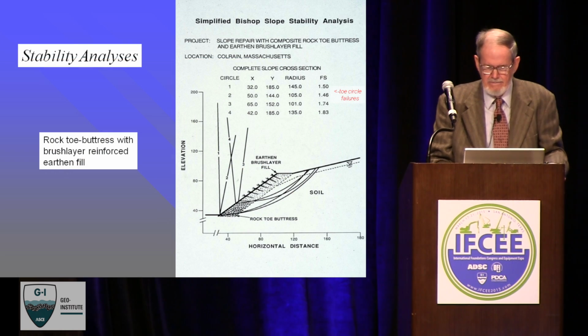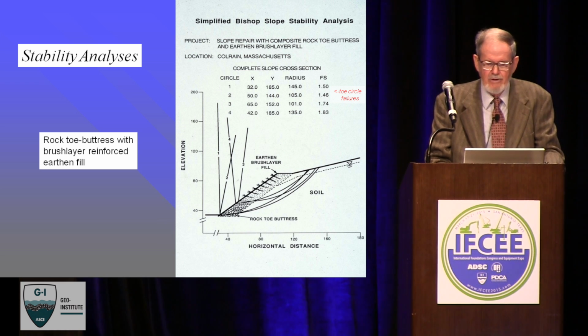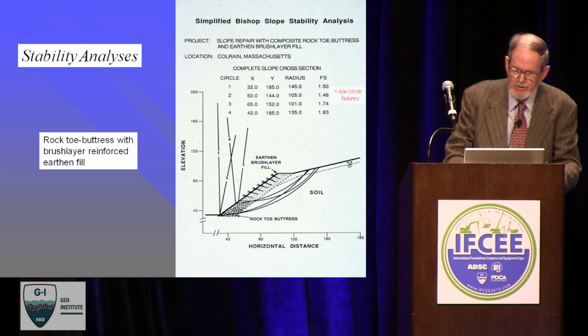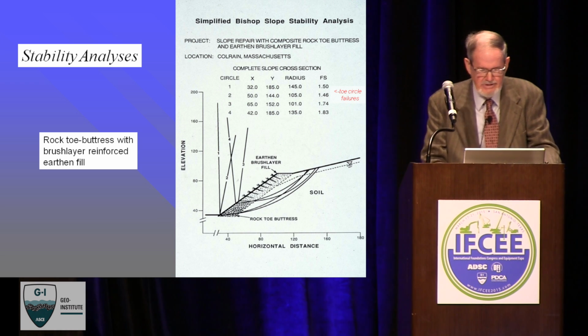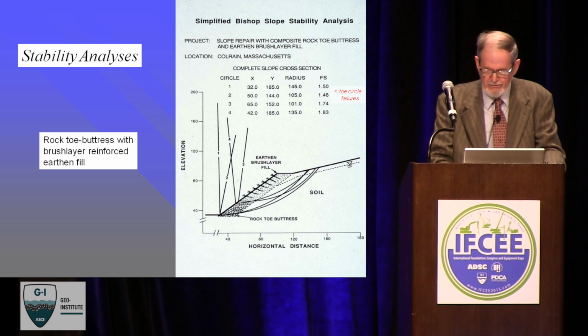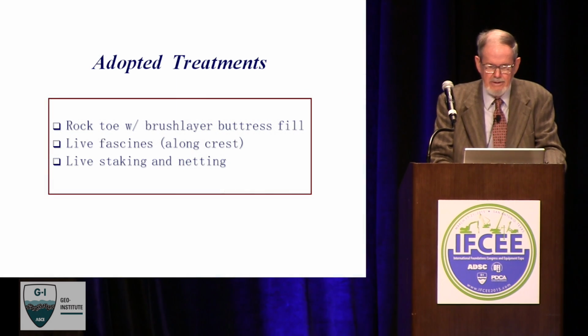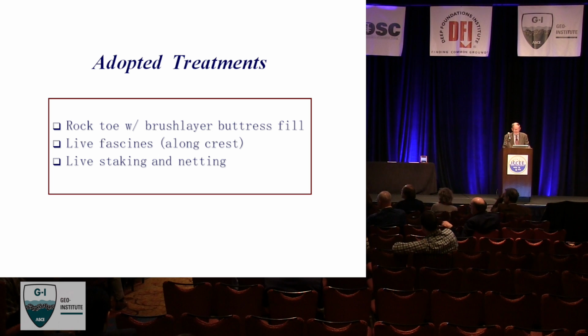Here is the hybrid solution. It was a rock toe buttress with a brush layer reinforced earthen fill atop. So this met both mass stability and superficial erosion concerns. And in addition, it was visually attractive, as I will show you, and environmentally compatible. So the adopted treatments were a rock toe and a brush layer buttress fill, a hybrid treatment, live fascines along the crest, and live staking and netting elsewhere.